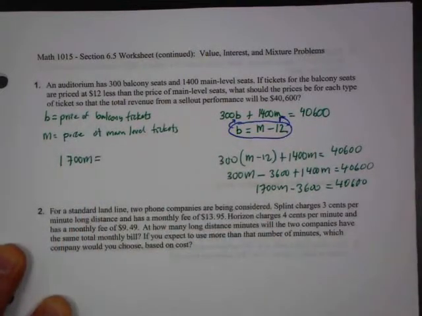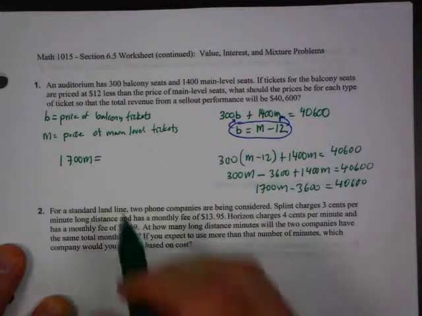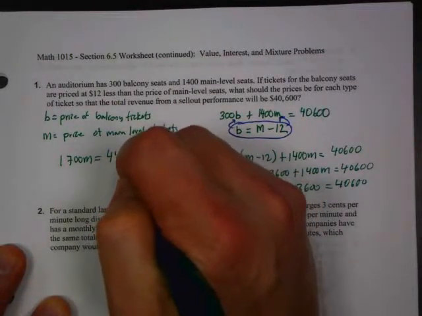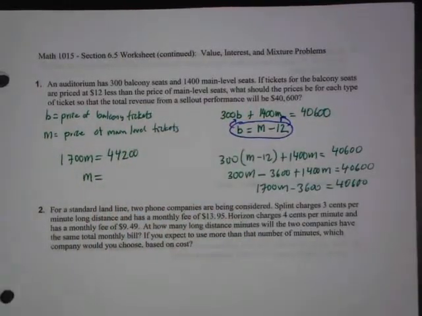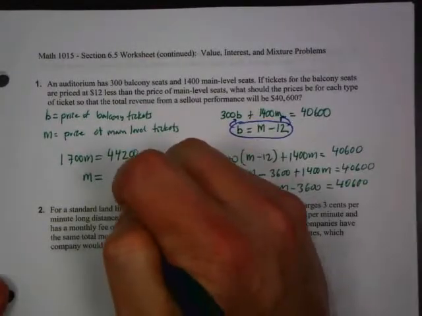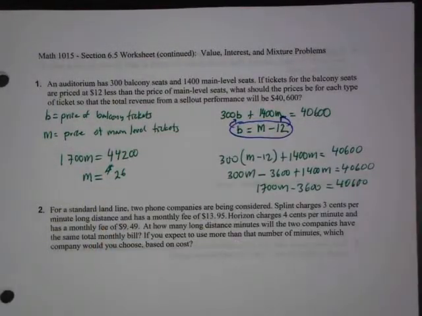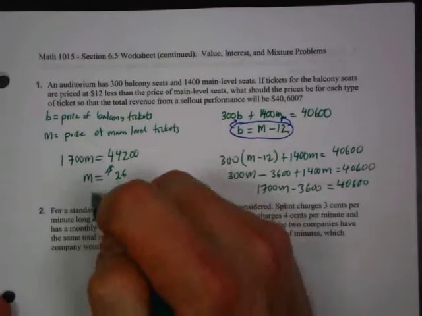1700m equals, that's going to be 44,200. M is, I take 44,200, I divide it by 1,700, and I get $26. So the main tickets cost $26. If the main is 26, how much is the balcony? $12 less.